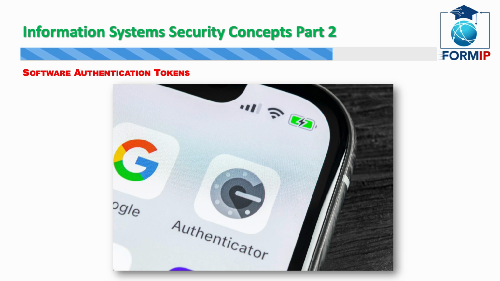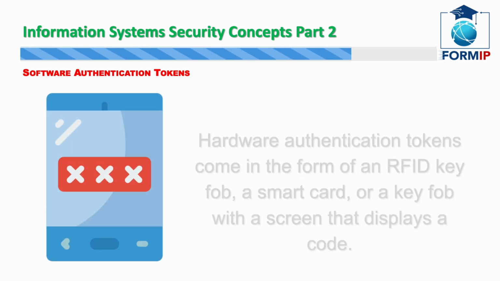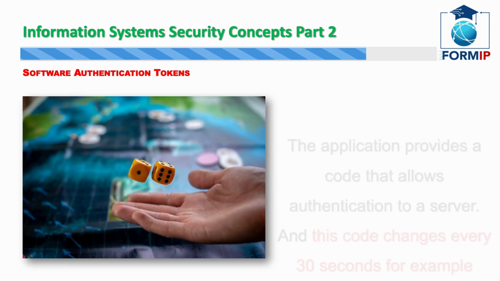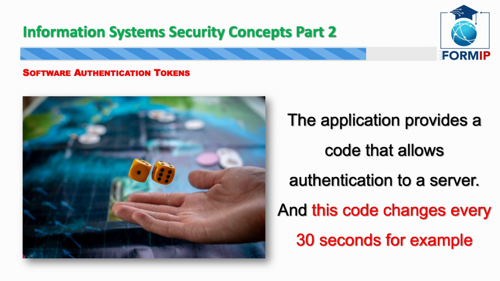Next, we're going to look at the authentication token as an app. You may now be familiar with hardware authentication tokens, which come in the form of an RFID key fob, a smart card, or a key fob with a screen that displays a code. Well, there are also software-type tokens, which are applications that most often run on today's smartphones. This application provides a code that allows authentication to a server, and this code changes every 30 seconds, for example.